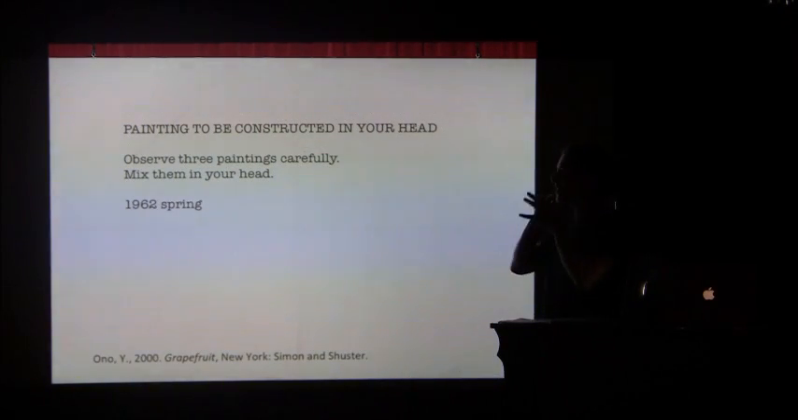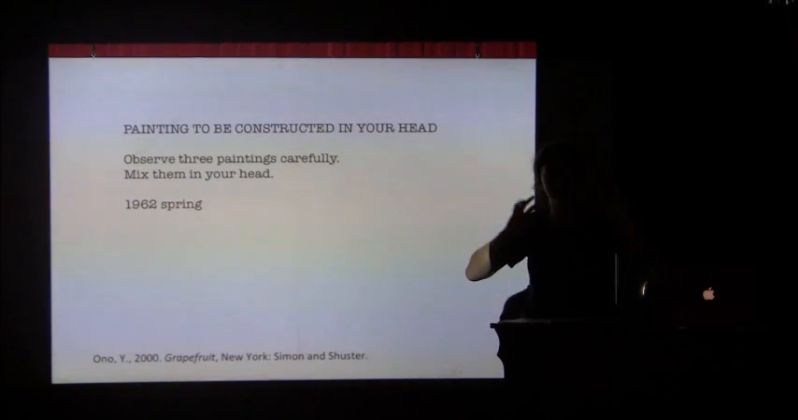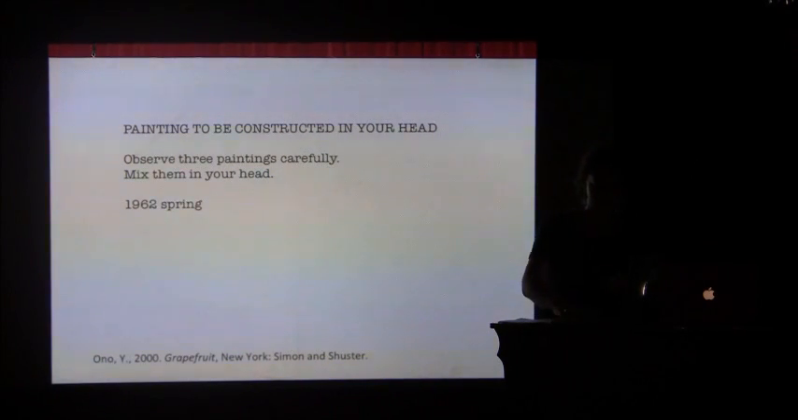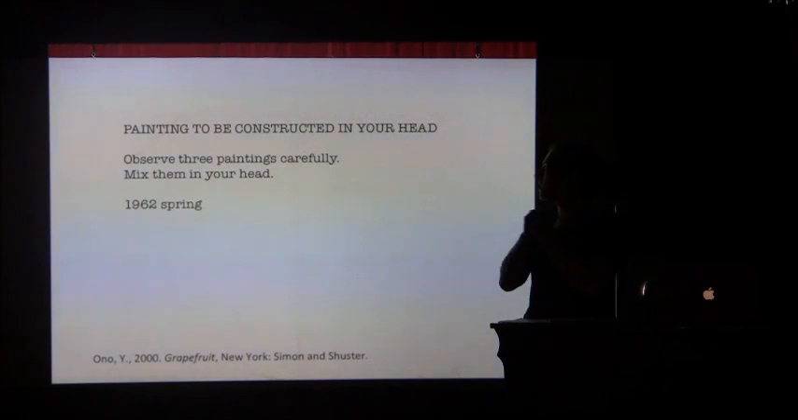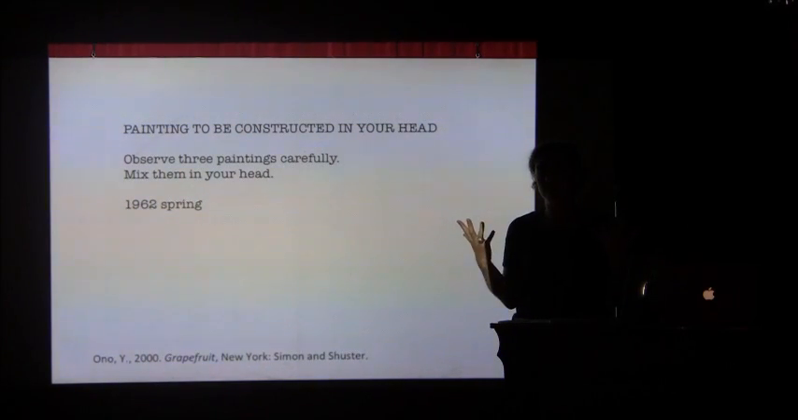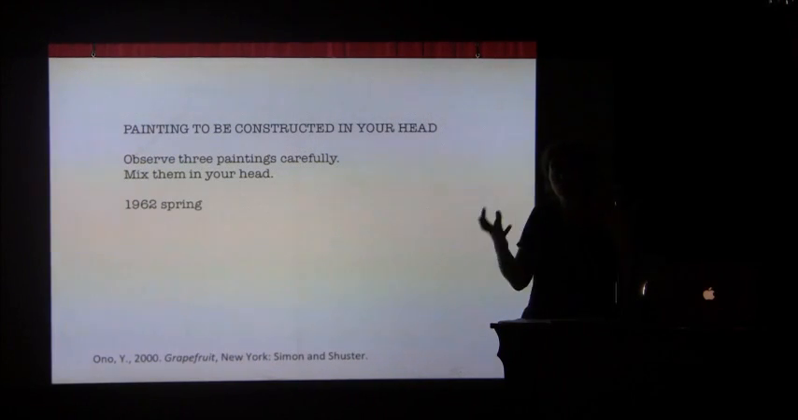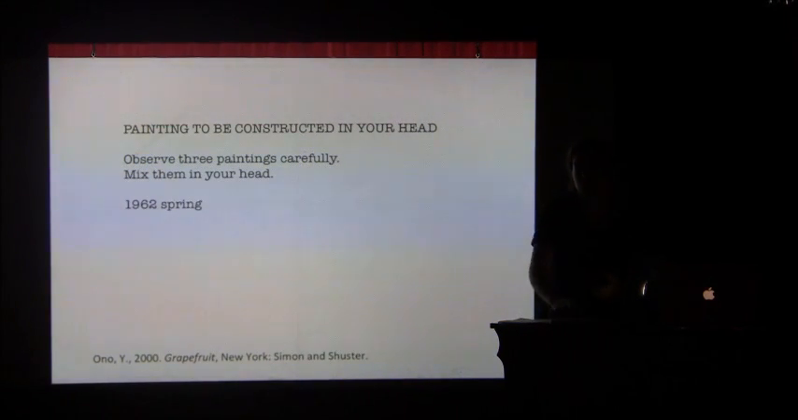So lots of conceptual artists have explored these ideas in the 1960s. We have people like Yoko Ono, who I think made a few very, very nice pieces of instruction work, such as this: Observe three paintings carefully, mix them in your head. And these are instructions for things that you should actually carry out. And she says the only place that you can do this is in your imagination. So the artworks can be made in this place.